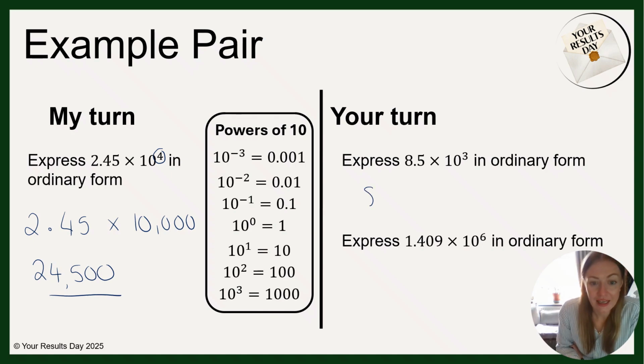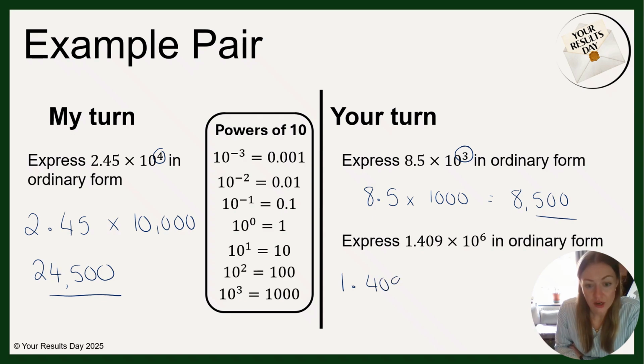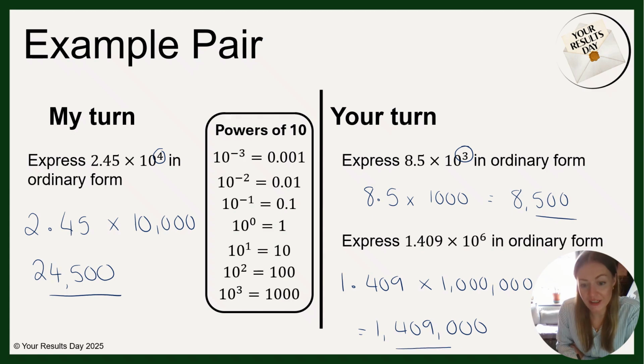So I've got 8.5 times, well, 10 to the power of 3 is 1,000. So that would be 8,500. And just to check, there should be 3 digits after the first. This time we've got 1.409 times 10 to the power of 6, which is a million. That would be 1,409,000. And just to check, there are 6 digits after my first.